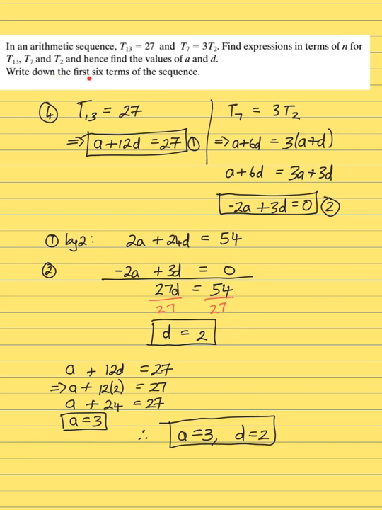All we have to do now is write down the first 6 terms of the sequence. In order to do the final part of this, we want to find the first 6 terms of the sequence. We know that a is 3, that's the first term, and d is 2. So very easy then to say that the first term is 3. The common difference is 2. That means we add on 2 each time. So we just get 3, 5, 7, 9, 11, and 13. And they are the first 6 terms of the sequence.